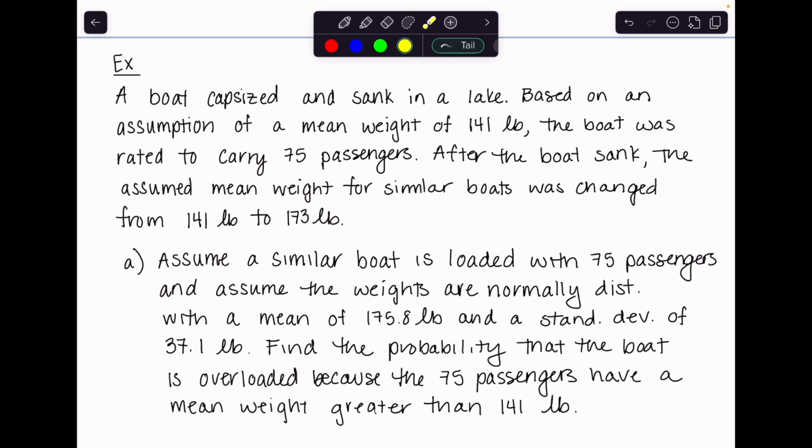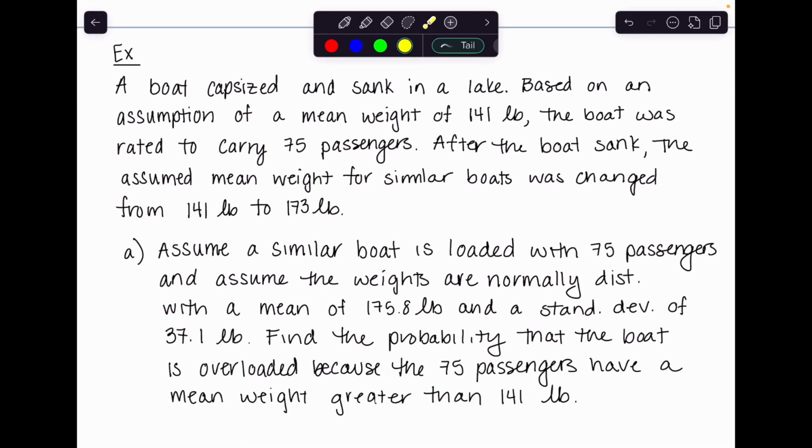So if you've ever gone for room capacities, there's always like fire hazards. It has a capacity of this. Elevator, same thing. It gives you a max number of persons, but also a load capacity, because it's basically using statistics to figure out what the average individual is. So this problem states, a boat capsized and sank in a lake.